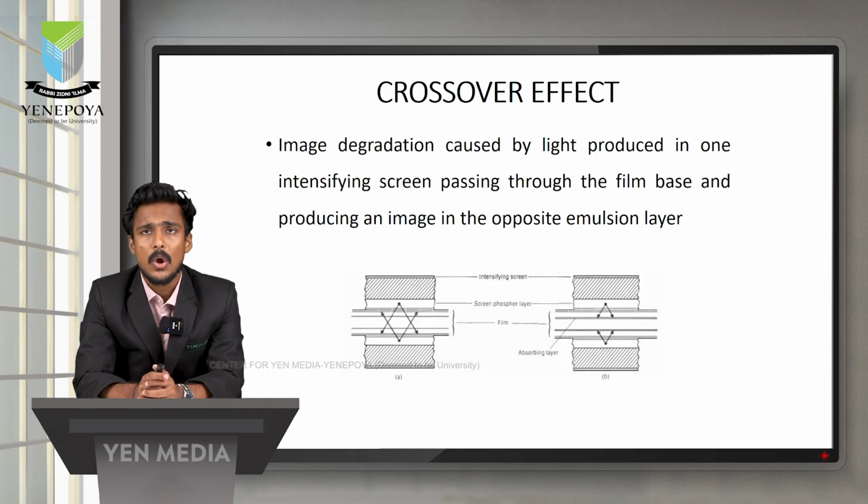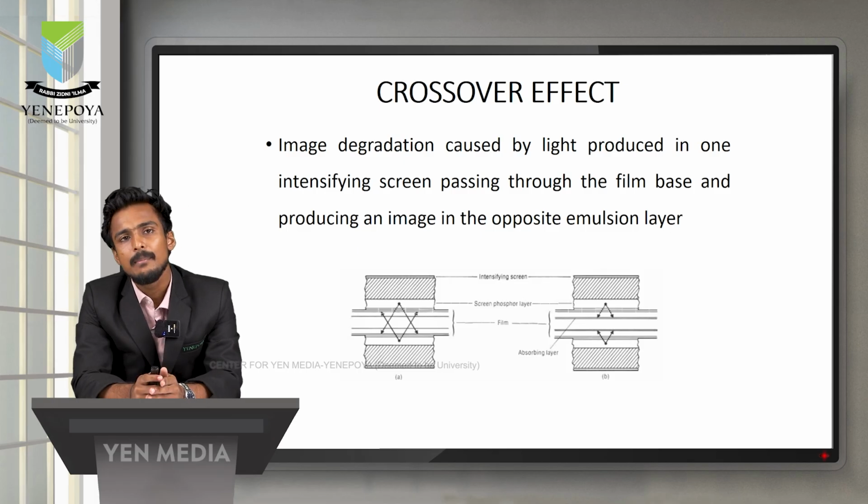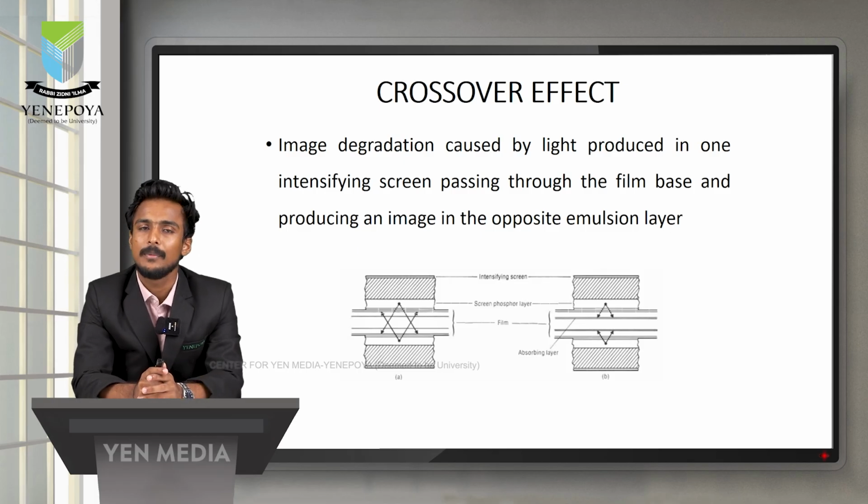Moving to the crossover effect. The crossover effect is an image degradation caused by light produced in one intensifying screen that passes through the film base and produces an image in the opposite emulsion layer. In the first image we can see a normal intensifying screen. Light is produced in one intensifying screen and travels through the film base, and the image is produced in the opposite side of the emulsion.